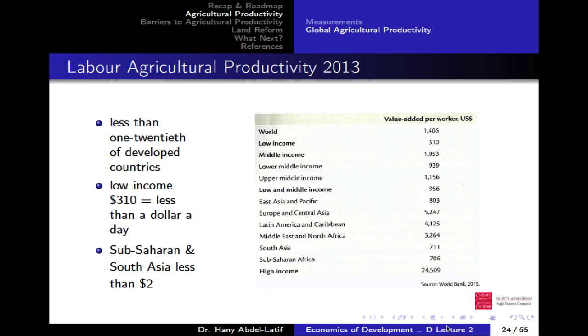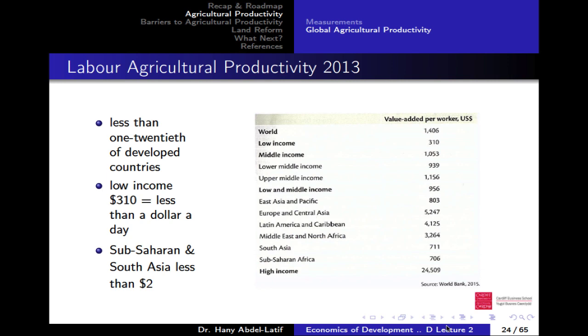So if this is how much they produce per person every year, or the value added per worker per year, that means less than $1 per day. You compare this, it's nearly like 1/20 of what the value added per worker is in developed countries. In sub-Saharan Africa and South Asia, it is less than $2 per day.